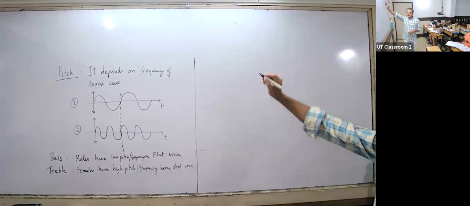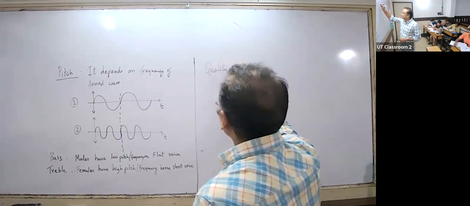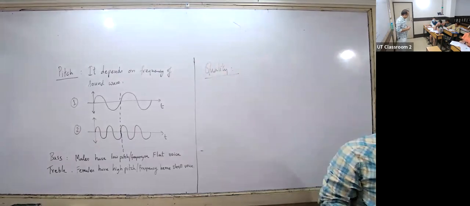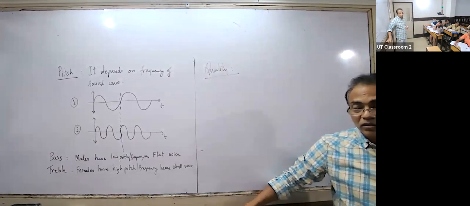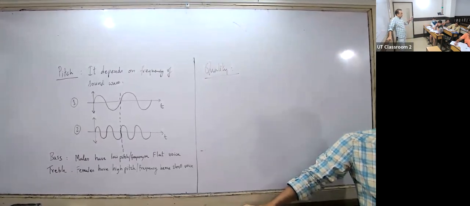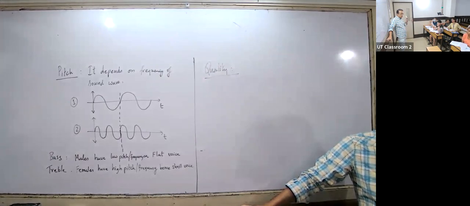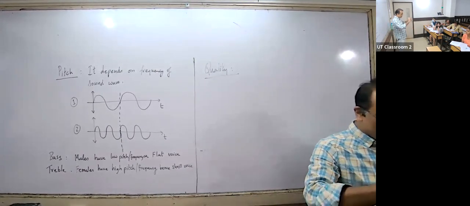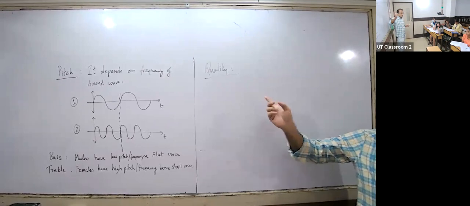Okay, next is quality. So what is quality? Type of sound. Like there could be two different musical instruments being played. Now they have the same amplitude and same frequency. Now how do we distinguish? Just by hearing you can understand that this is coming from a flute, the other one is coming from a violin. They are played at the same amplitude and same frequency, still they are different. Why? Because their source is different.